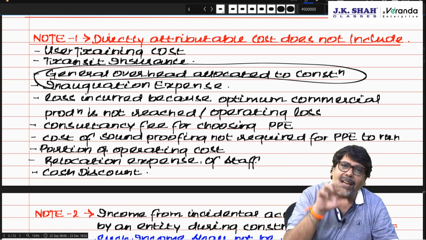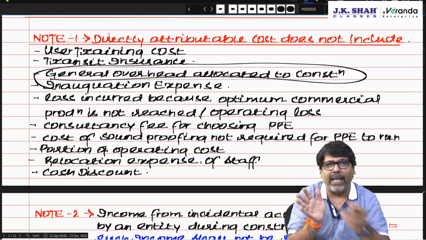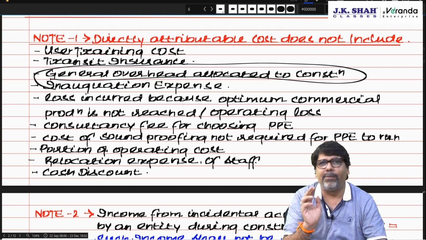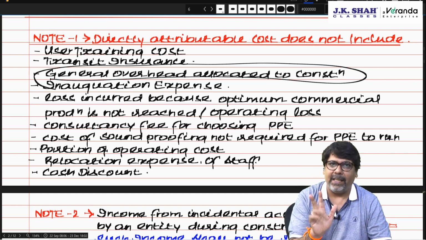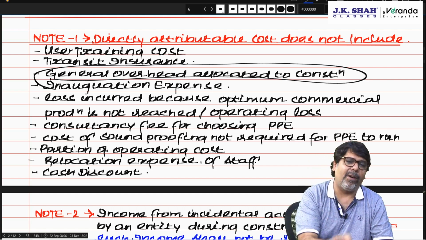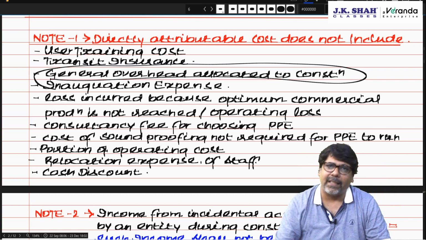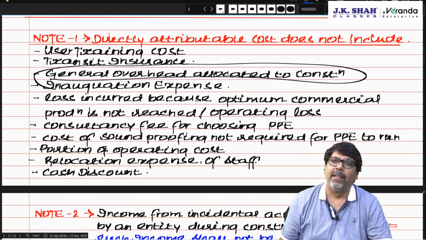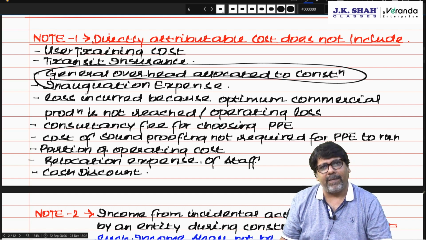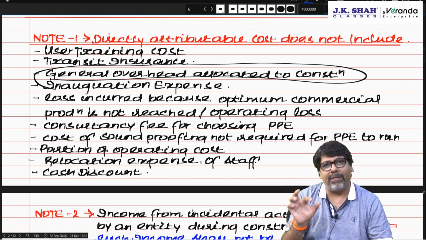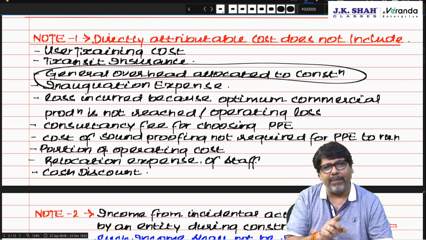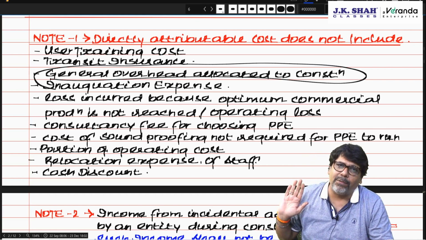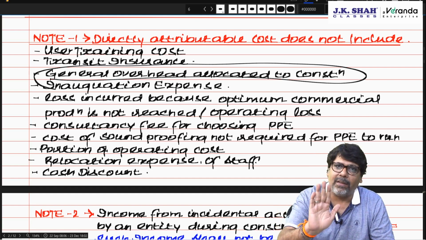Now chartered, that person whose salary is how much? 10,000. But every day that person is supposed to work 8 hours a day, out of which 2 hours he is spending on supervising the construction site. So at the end of 1 month, can I say that 2,500, because one-fourth of his or her time went on supervision, so let me allocate his 2,500 salary to construction cost?